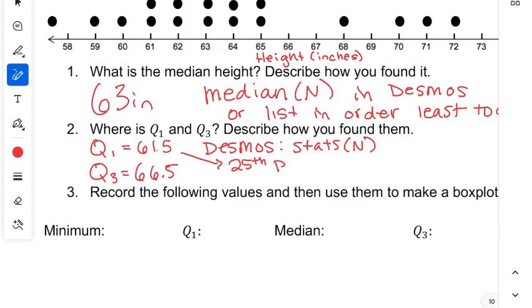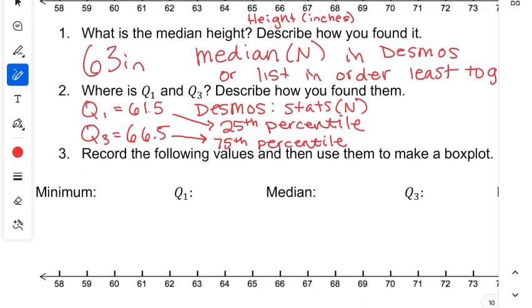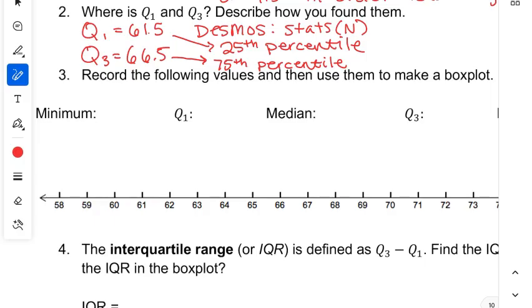So Q1 is the first 25%, the 25th percentile. So it's the bottom half of the half. And then Q3 is the top half of a half, which is the 75th percentile. So they're broken up into quarters. That's why they're called quartiles. So upper 25th percentile would work too.